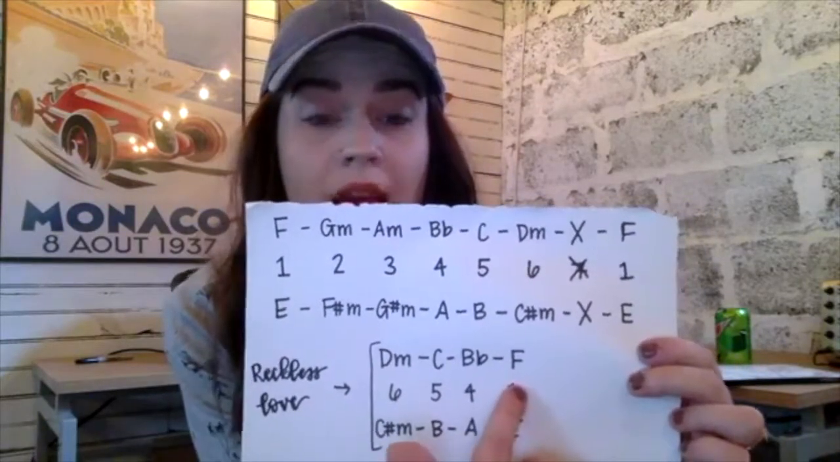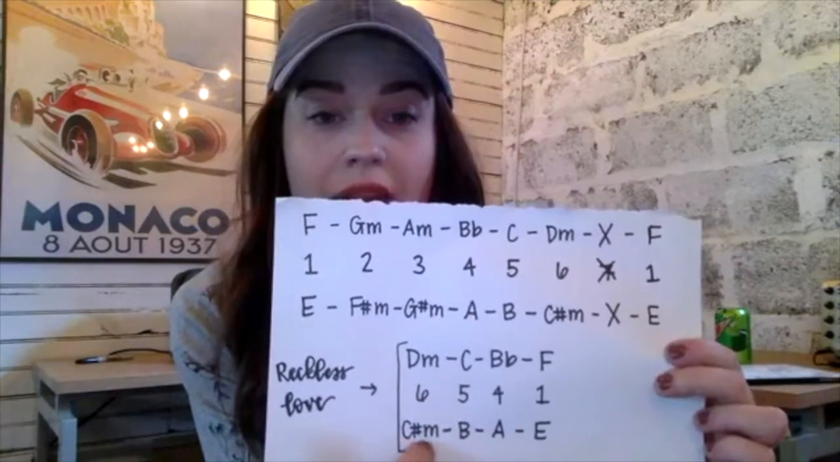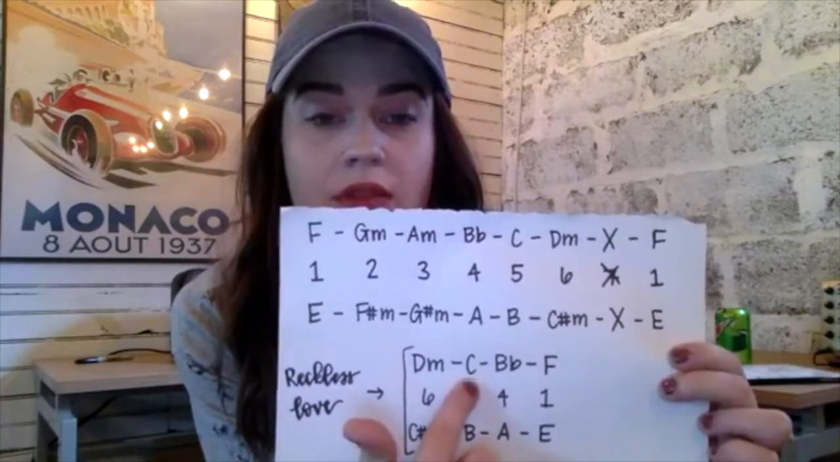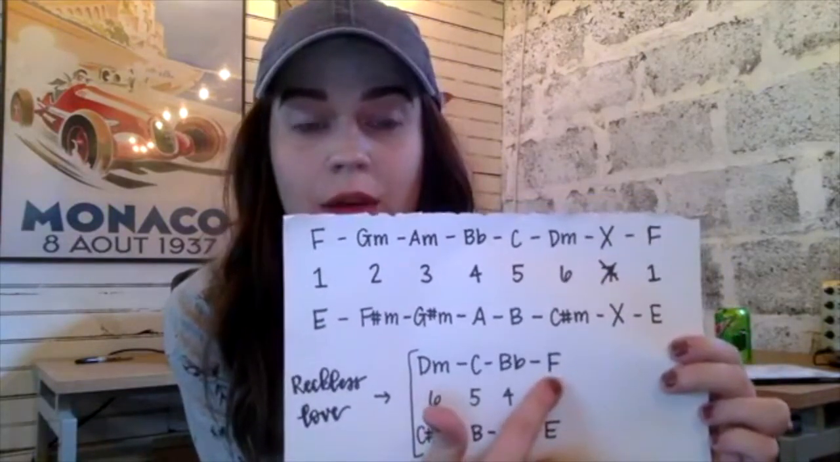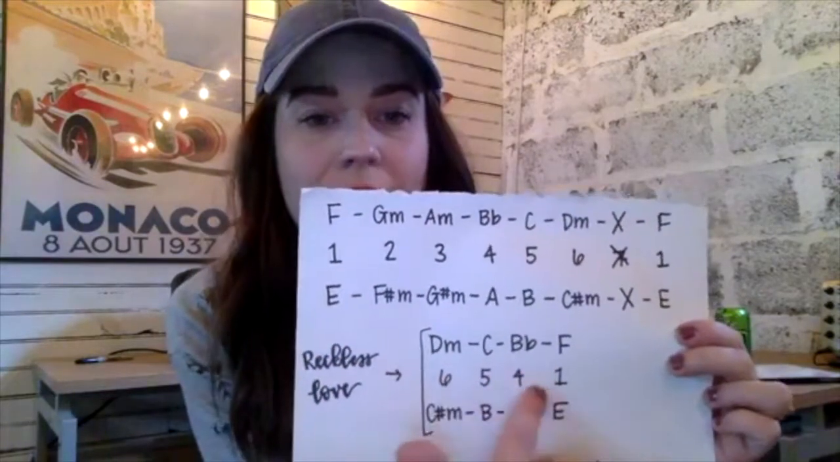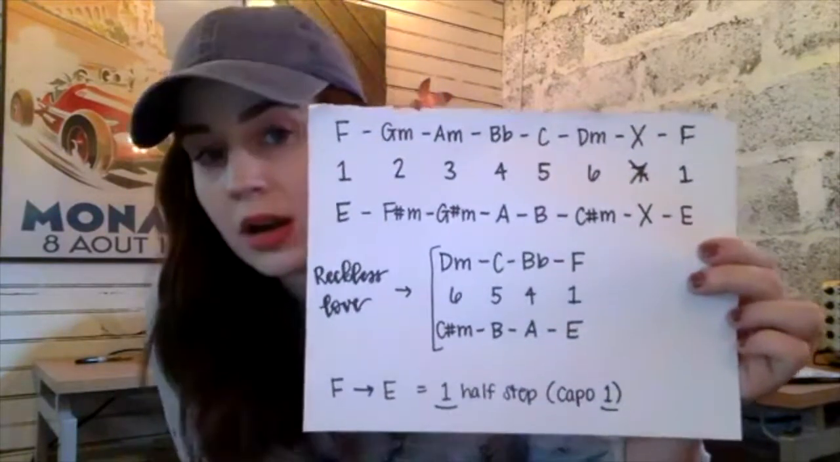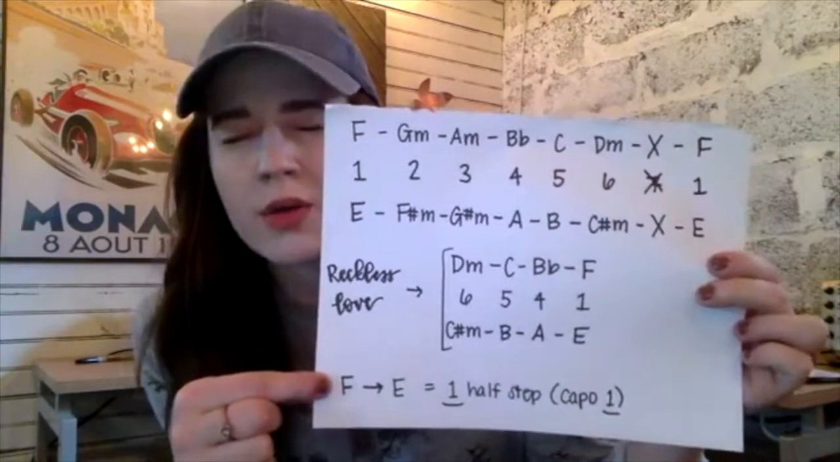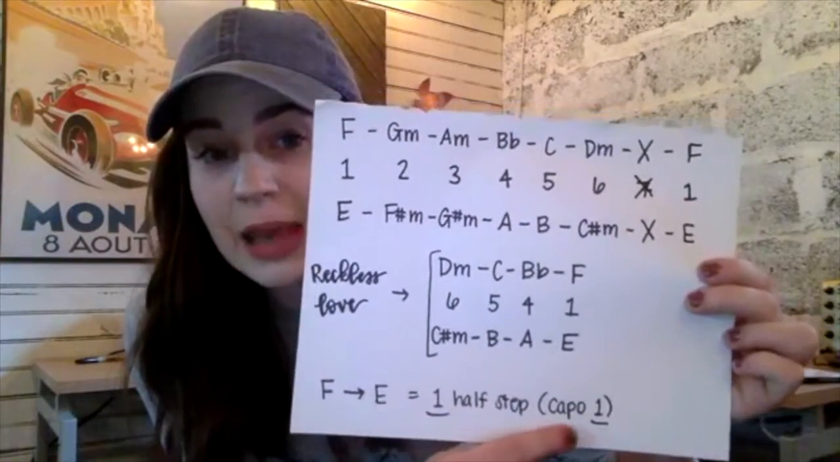So when I am capoed and I'm playing an E, when I see a D minor on the screen, I'm playing a C sharp minor. When I see a C on the screen, I play a B. When I see a B flat, I play an A. When I see an F, I'm playing an E. So that progression is 6, 5, 4, 1. Alright, so that is an example of something in the key of F. And remember that F looking down to E is only a half step. So I'm playing capo 1. Okay? Alright.